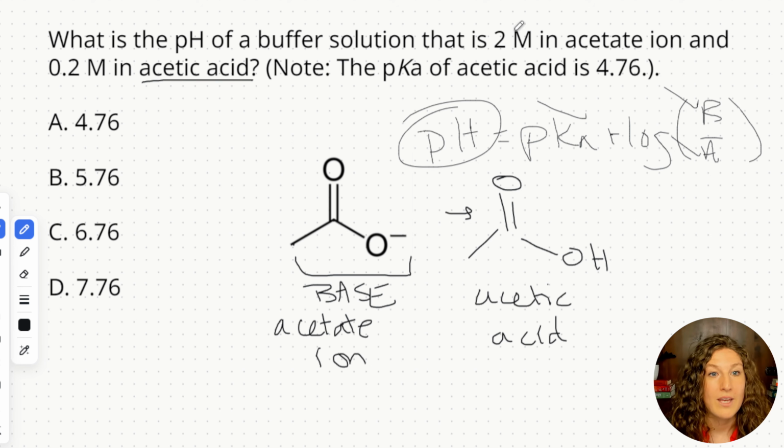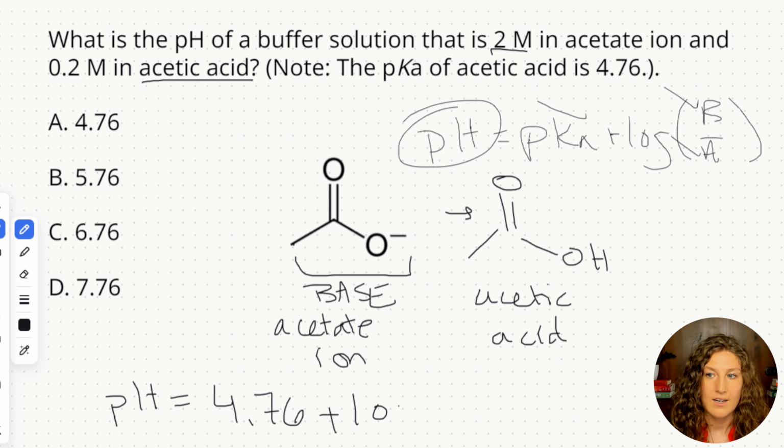So they told us we have 2 molar in acetate ion. That's going to be our base. All right, so we're going to plug that in down here. So pH equals the pKa of acetic acid, which is 4.76, plus the log of 2 molar, right? Because that's our base, it goes on top, over 0.2 molar, that's our acid, it goes on the bottom.